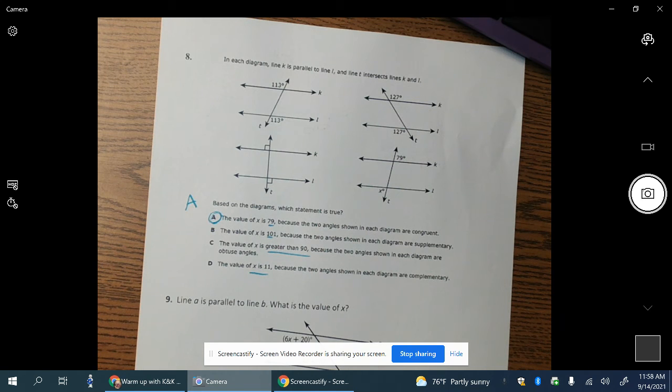Miss Davis, on the one right under 113, that's just 90 degrees, right? Because it's the right angle. Yeah. All right, last one.